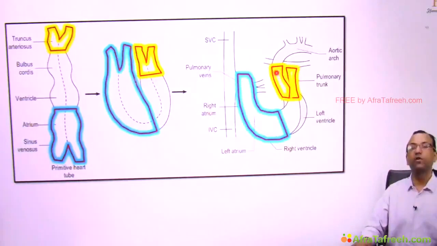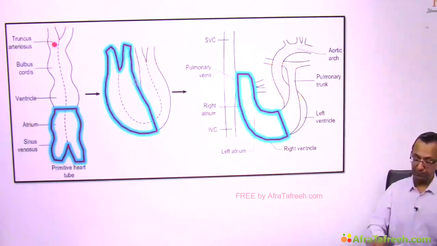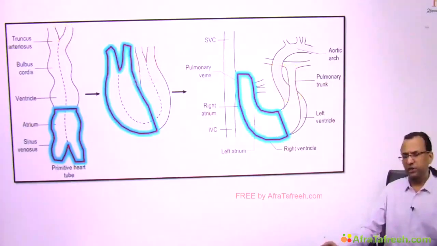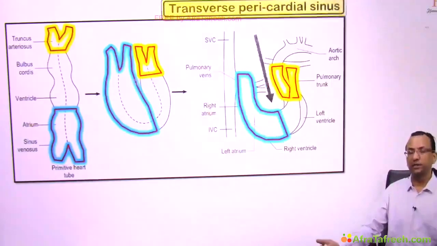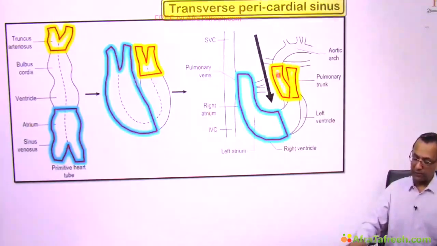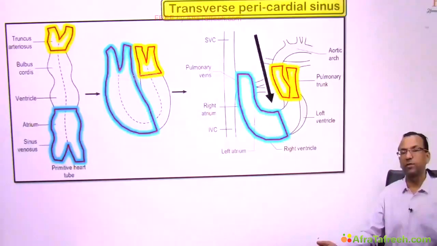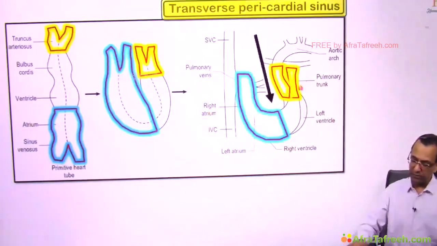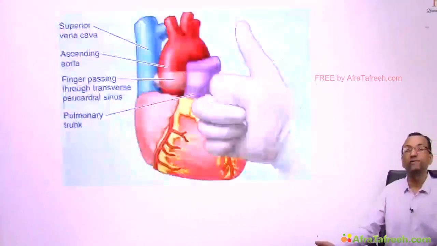The pulmonary trunk is more anterior, the ascending aorta is posterior, but both of them would have come from the truncus arteriosus. And what is between the arteries anterior and the veins posterior? What is between the arteries anterior and the veins posterior is the transverse pericardial sinus. One question has come upon that. You put your finger in the transverse pericardial sinus and pull the two arteries anterior. Why? Because it is a procedure done in the OT.